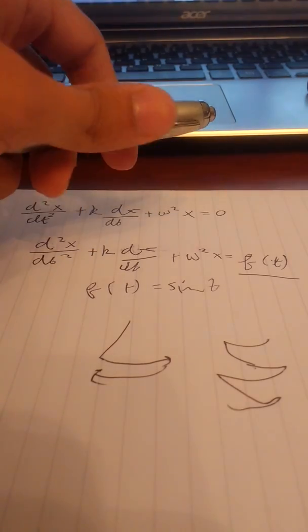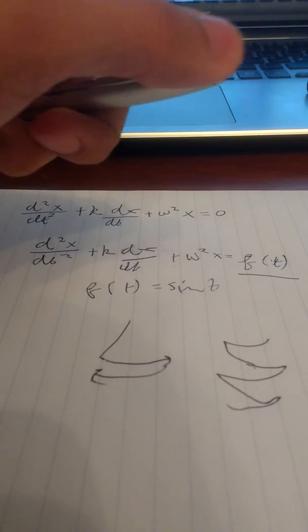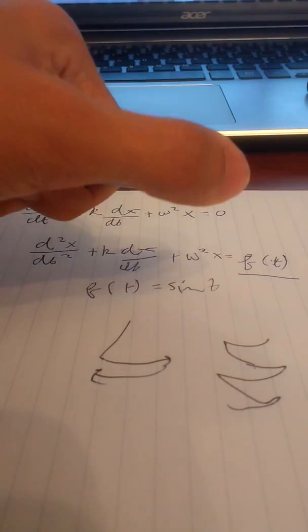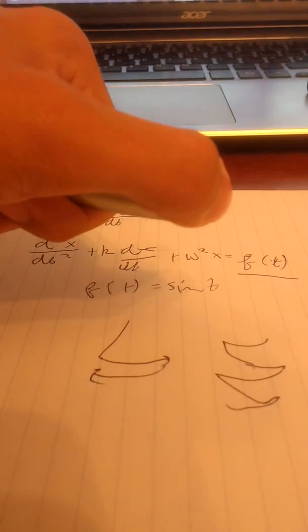I think the best example is the Tacoma Narrows bridge, if you've seen that. And I think that's generally what you need to know in terms of theory for it.